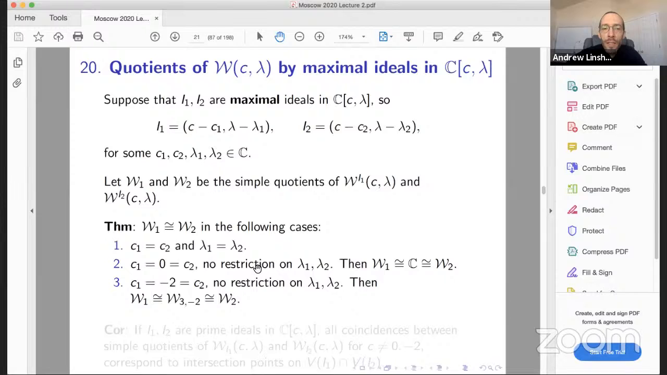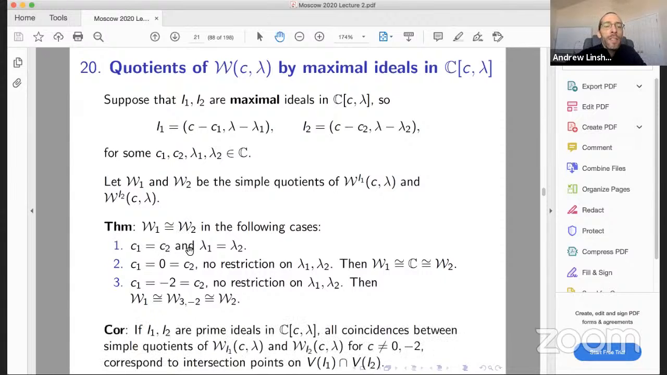So essentially, that's it. There are only a few other degenerate cases. If the central charge is 0, then there's no restriction on the lambdas. Then these vertex algebras just degenerate to the complex numbers, so of course they're isomorphic. And also, if the central charges are both -2, then there's no restriction on the lambdas. These vertex algebras are both isomorphic to the W3 algebra with central charge -2. This means the analogue W3 algebra. In all other cases, the isomorphism type is specified uniquely by the point (C, lambda).